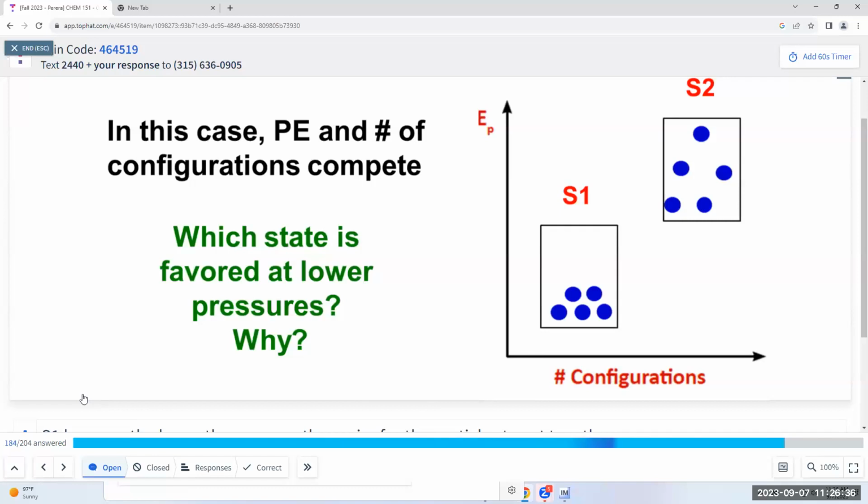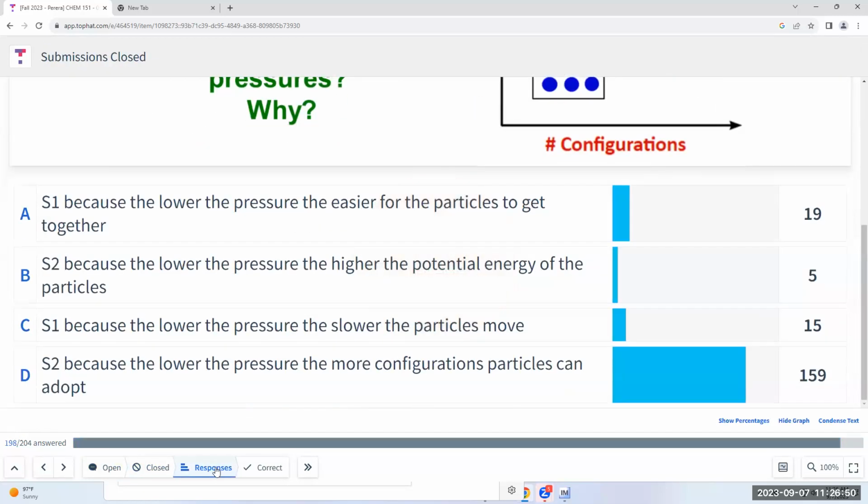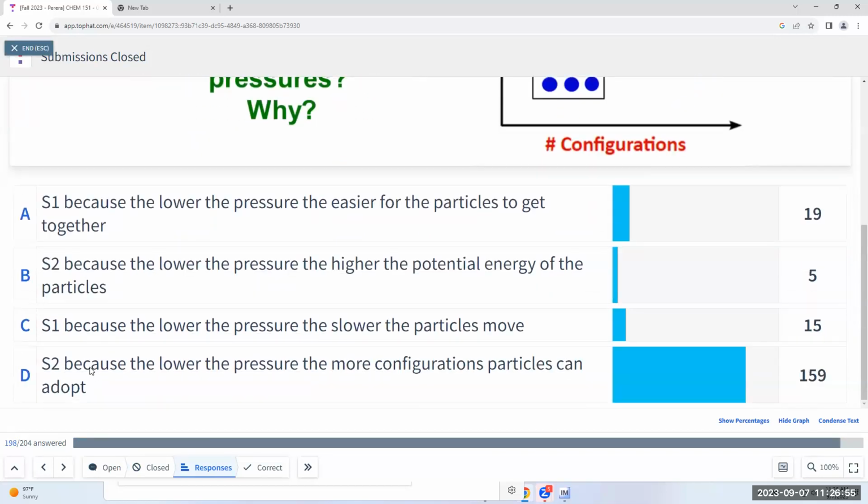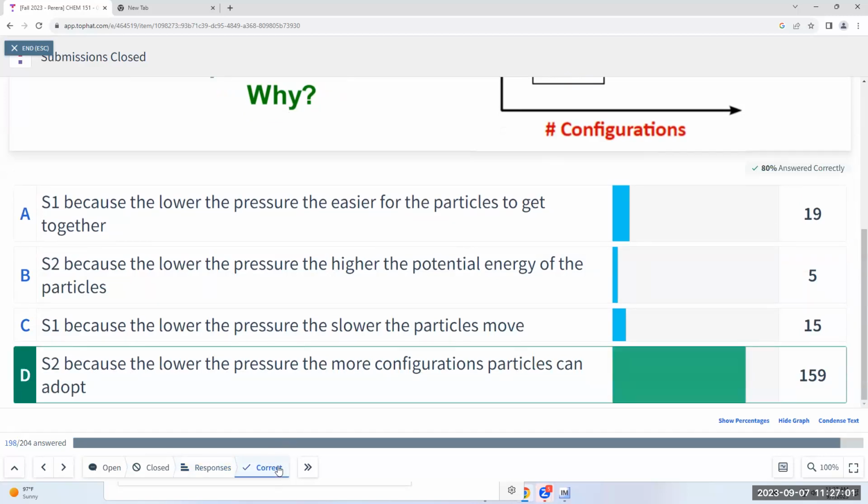All right. More than 90% at this moment. So I'm going to close this question in 5, 4, 3, 2, and 1. And then here are our responses. Most of us said at lower pressures, S2 will be favored because the lower the pressure, the more configurations the particles can adopt. And that's the correct answer as well.